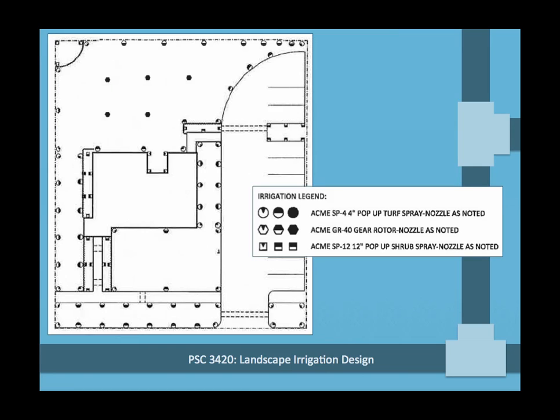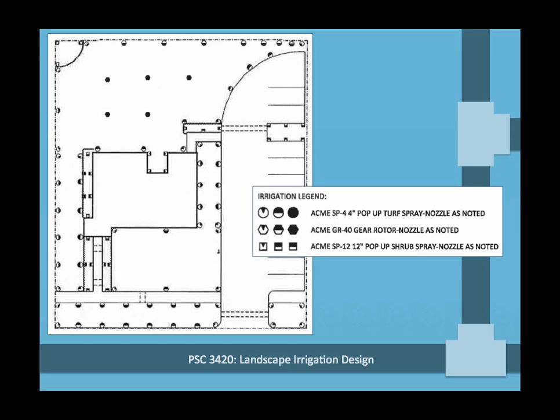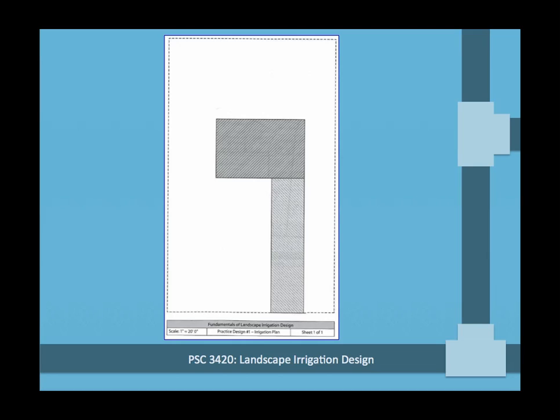Now, in the example from the text, after having gone through this process of determining what types of sprinklers would be installed where, they drew those on the plan and had a legend where they were designating these circles as spray heads, these hexagons as rotors, and these squares as pop-up shrub sprays. And your assignment asked you to do the same thing for this particular plan. Obviously this is much simpler, but that's okay. You have to start somewhere.